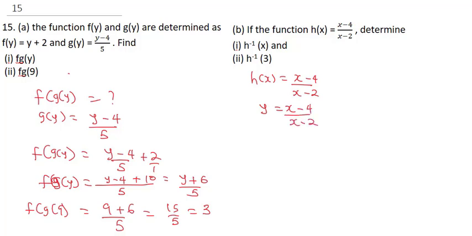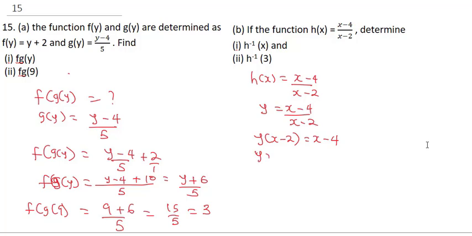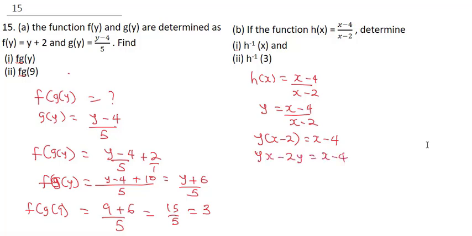Now, from here, I'm going to make x the subject of the formula. Now, how am I going to do that? I'm going to cross multiply. This will be y into x minus 2 is equal to x minus 4. Okay, so expanding this bracket, this will be yx minus 2y is equal to x minus 4. So from here, we need to make x the subject of the formula.